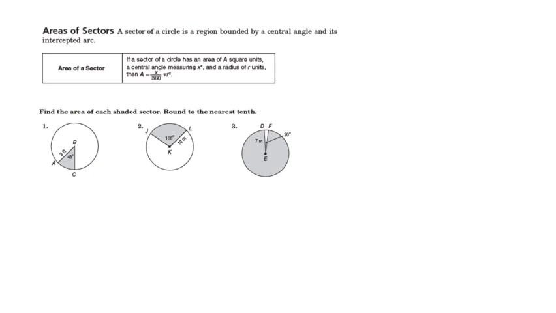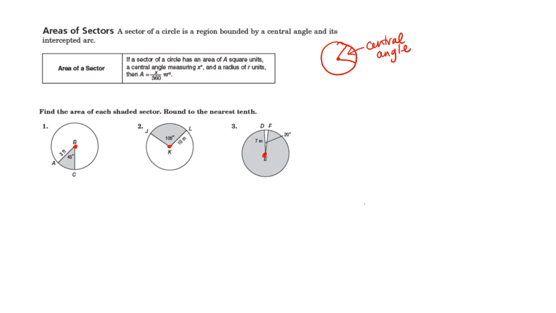Now, if we want to find the area of part of a circle, which we call a sector, it's part of a circle, and it's bounded by a central angle. A central angle is an angle on the center of a circle. So this is a central angle. Okay, and it has to be on the center of a circle. So notice all of these are on the center of a circle.